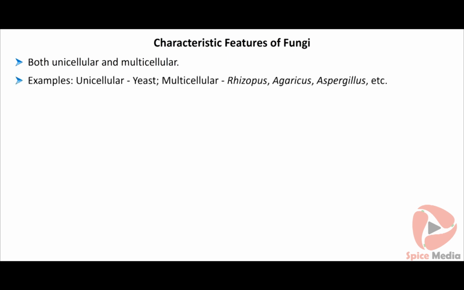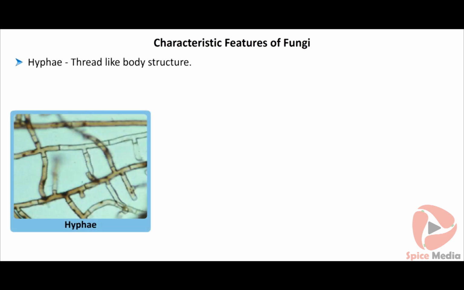Fungi may be unicellular or multicellular. Yeast is a unicellular fungus. Rhizopus, Agaricus, and Aspergillus are good examples of multicellular fungi. Fungi lack chlorophyll, so they are often called non-green organisms.